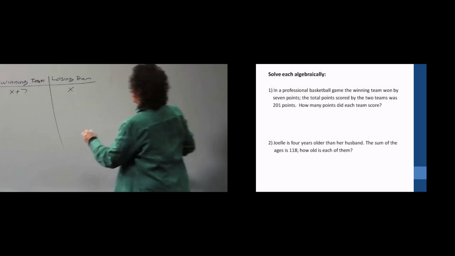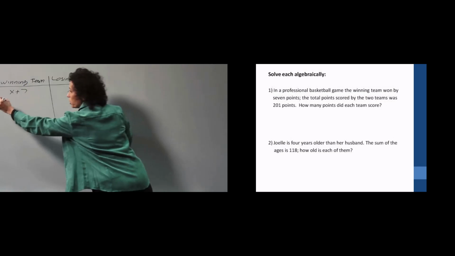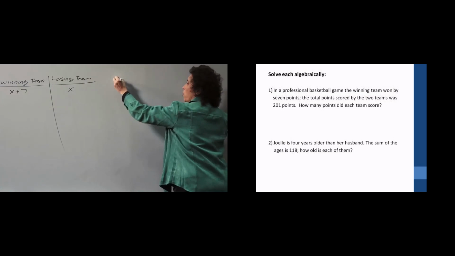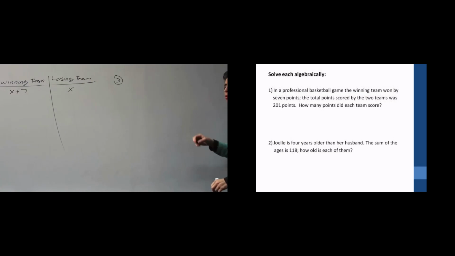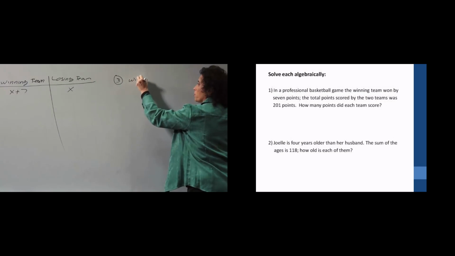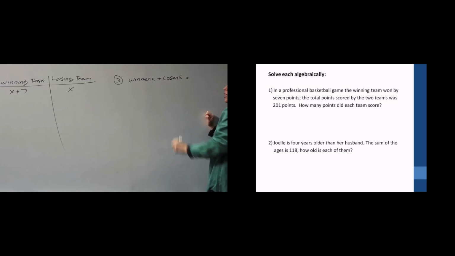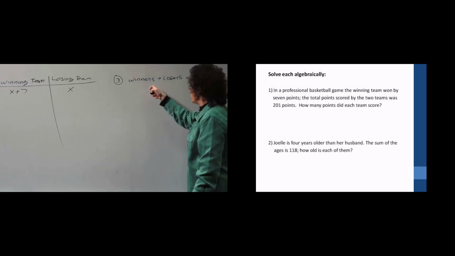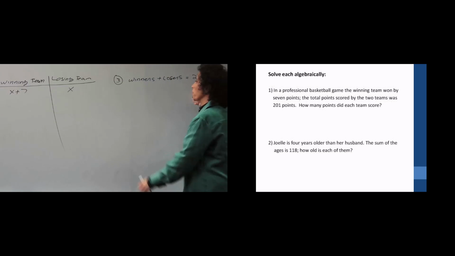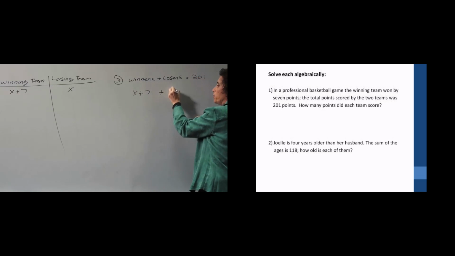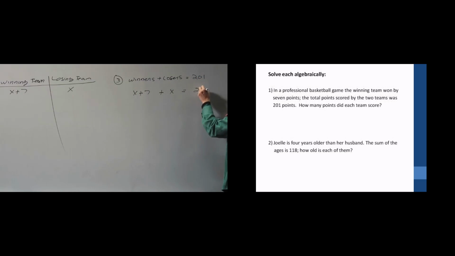Okay, so what else do we know? Remember, this was really step 1 and 2 because we had to get both variables. Now we're going to write down what we know in words. We know the winners plus the losers equals, I think they said they scored a total of 201 points. Anyway, we know the winning team plus the losing team is 201. So the winning team is x plus 7, the losing team is x, and that equals 201.